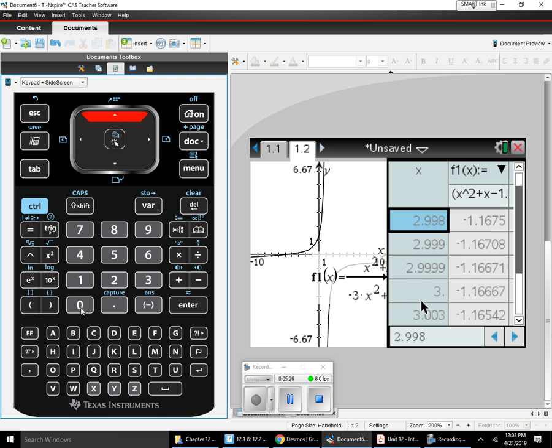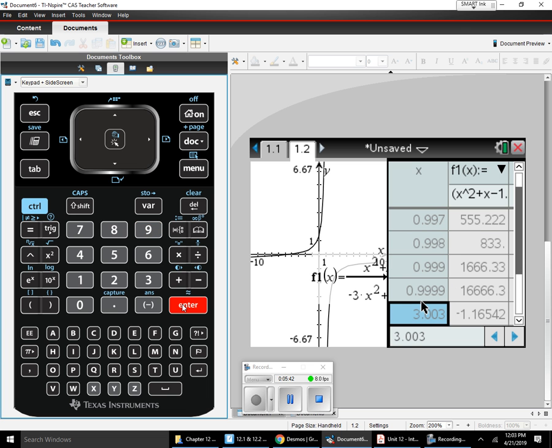So let's do 0.997, 0.998, 0.999. And notice those numbers aren't approaching anything. We can get a little closer if we'd like, 0.9999. These numbers are just getting bigger and bigger and bigger. The same thing will happen on the other side.